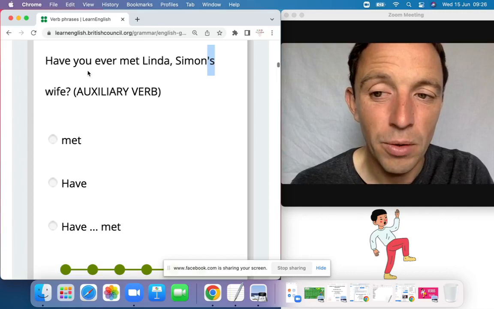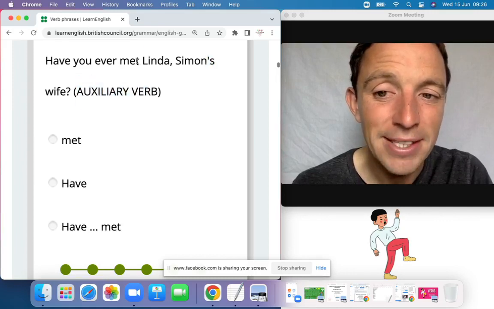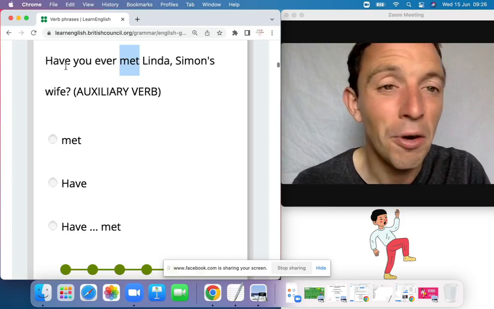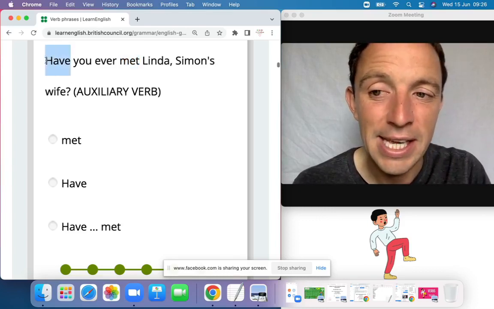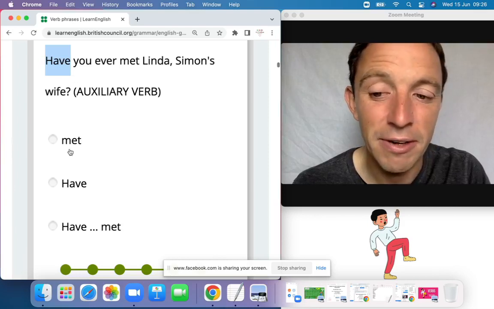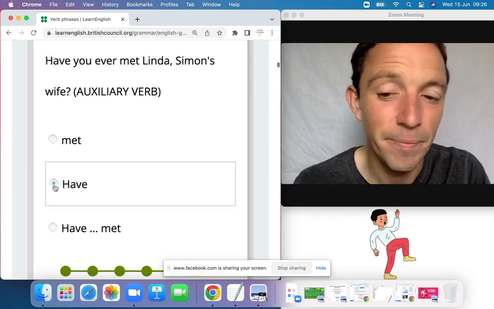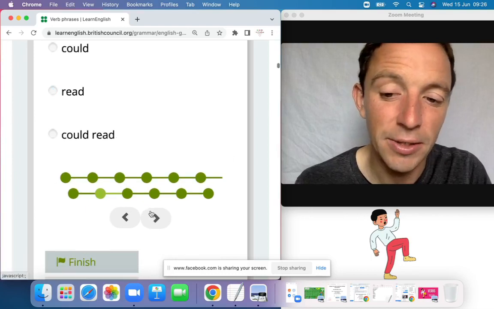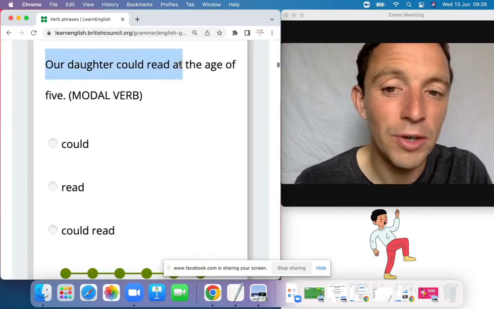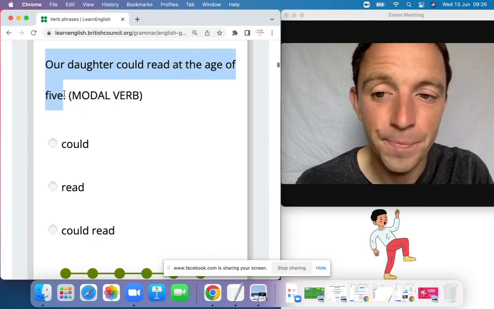So we are looking for the auxiliary verb. Met is the past participle form, combined with the auxiliary verb to have. Therefore, the auxiliary verb is just have. Okay, let's continue. Next, our daughter could read at the age of 5.